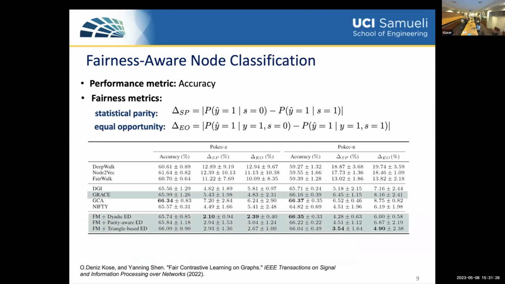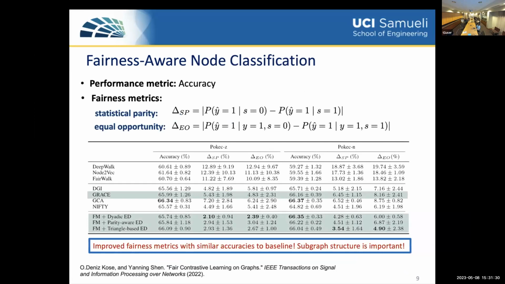And this is the result. So you can see that we provide improved fairness metric with similar accuracy. And in addition, we see that triangle-based edge deletion provides much better fairness metric in this Pokec-N data set, which means that the subgraph structure is indeed quite important.